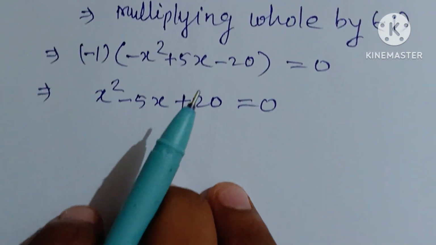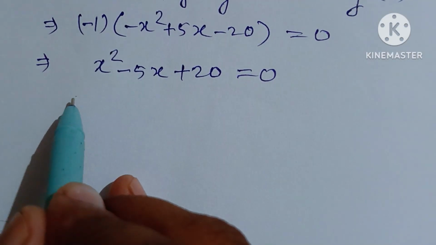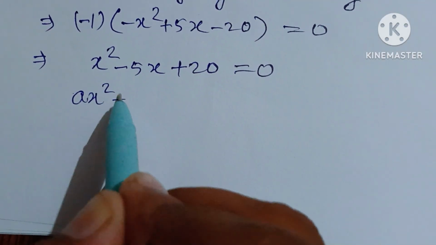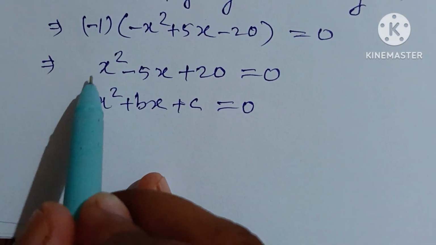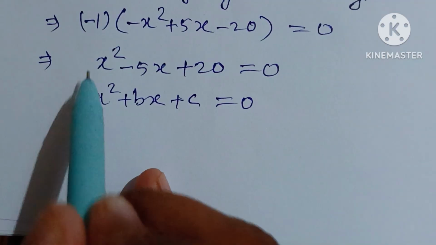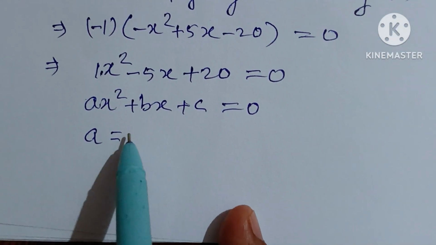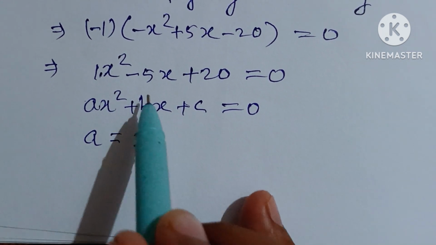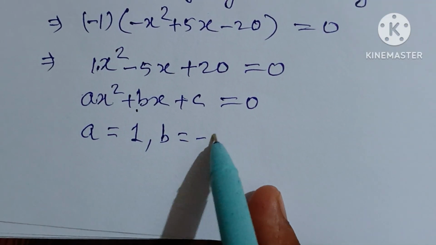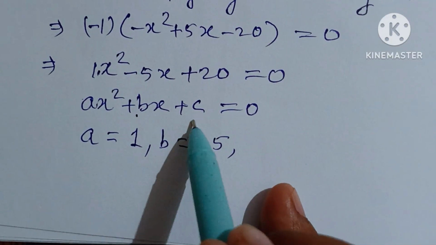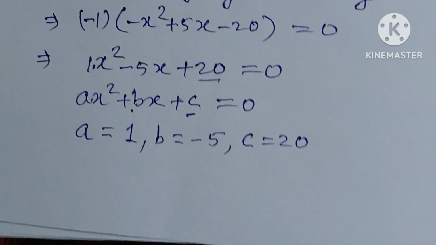Okay, so we have to compare this quadratic equation with the standard form of quadratic equation: ax square plus bx plus c equal to 0. Here the coefficient of x square is a, so a is equal to 1. Here b, the coefficient of x, is minus 5, so b equal to minus 5. And here c, the constant, is 20, so c equal to 20.